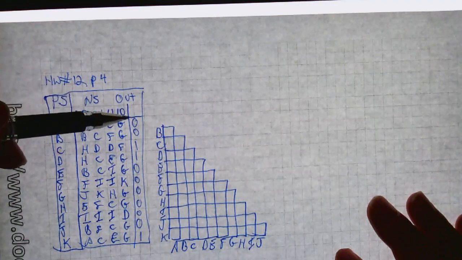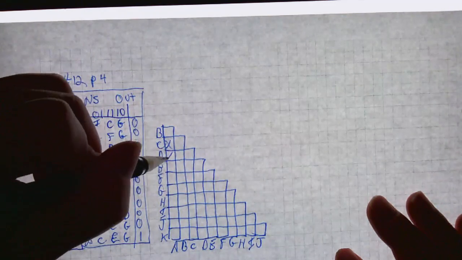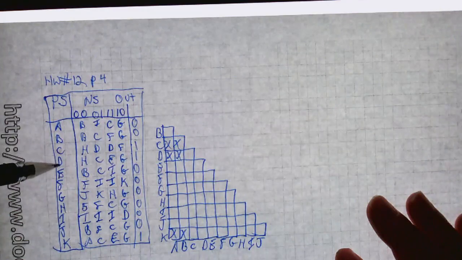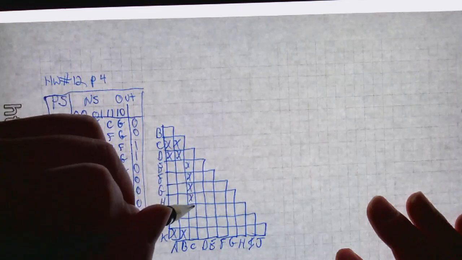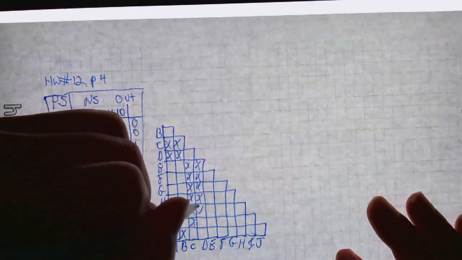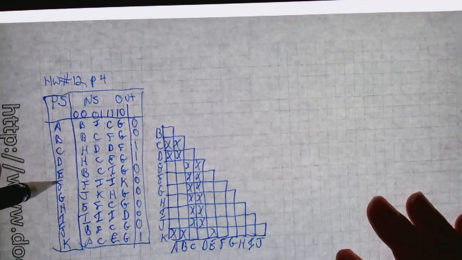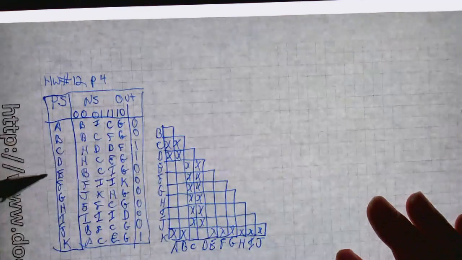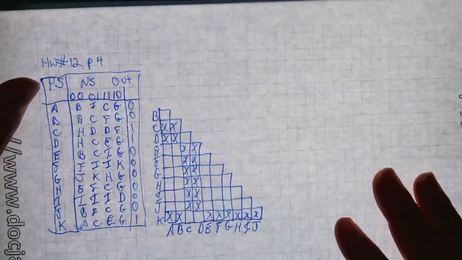So now let's take a look at the outputs. A is different from C, D, and K. B is different from C, D, and K. C is different from E through J. D is different from E through J. E is different from K. F, G, H, I, and J are all different from K. And that's what we got for our output matrix.